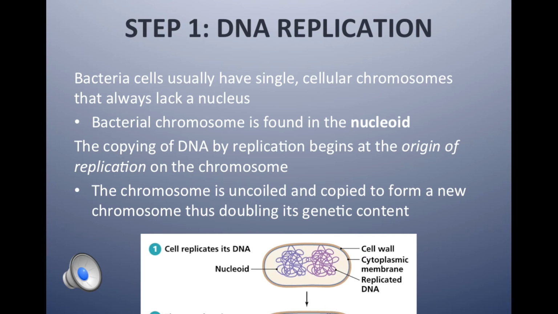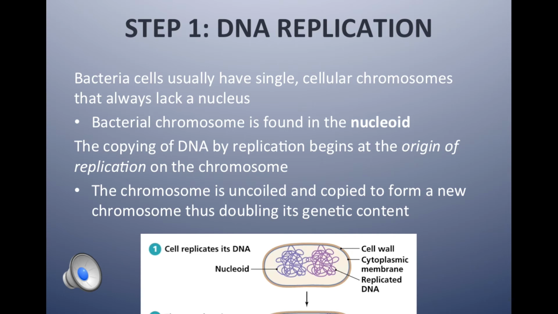Just like in human cells, bacteria need to copy their DNA. However, bacterial cells usually have a singular, circular chromosome and always lack a nucleus. The bacterial chromosome is found in a specialized region of the cell called the nucleoid.